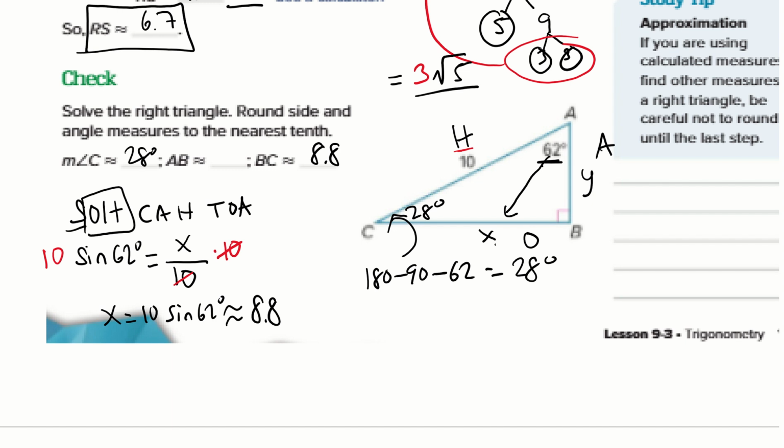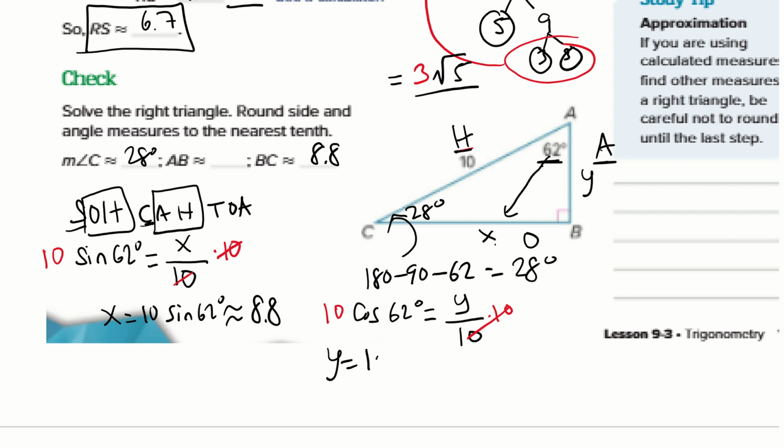Now let's see if we can solve for y. To solve for y, we need to use A and H. Which one has AH? Cosine. So cosine of 62 degrees equals A over H. Multiply both sides by 10 to get y is equal to 10 cosine of 62 degrees. Do that on the calculator and you get about 4.7.